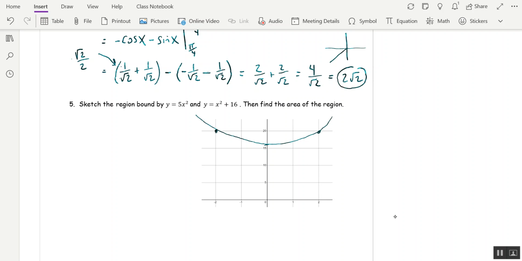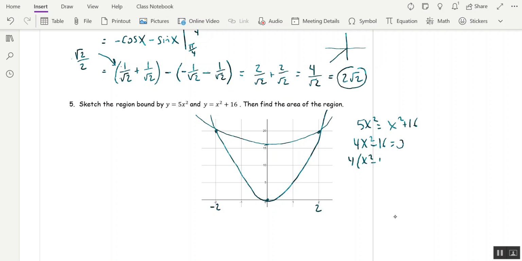This parabola, y equals 5x squared, is going to go through the origin, and it's going to come up like this. And I'll show you, it intersects that other parabola at negative 2 and at 2. And so the way to see that, set the two curves equal. 5x squared equals x squared plus 16. Move everything to one side. 4x squared minus 16 is 0. Factor out a 4. X squared minus 4 is 0. That gives us x equals plus or minus 2.